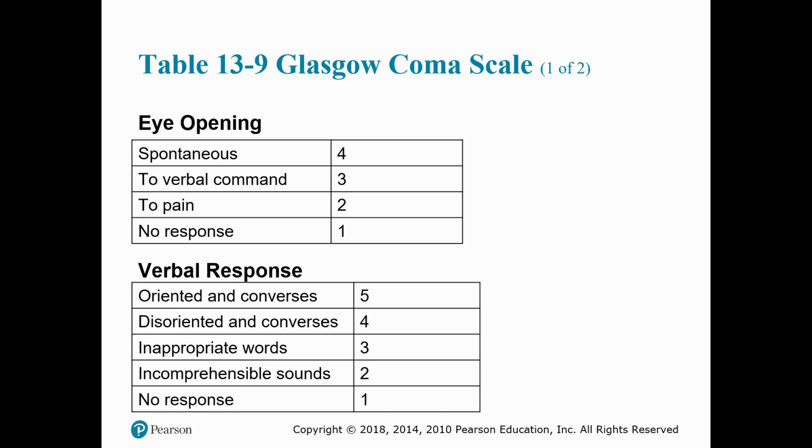I'll give you a moment here to take a look at the categories. Classifications are going to be eye-opening, verbal response, and motor. So we're looking at eye-opening. You have a score of 4, 3, 2, or 1. Verbal response, you can have a score of 5, 4, 3, 2, or 1. And looking at the motor response, you can have a score of 6, 5, 4, 3, 2, or 1.